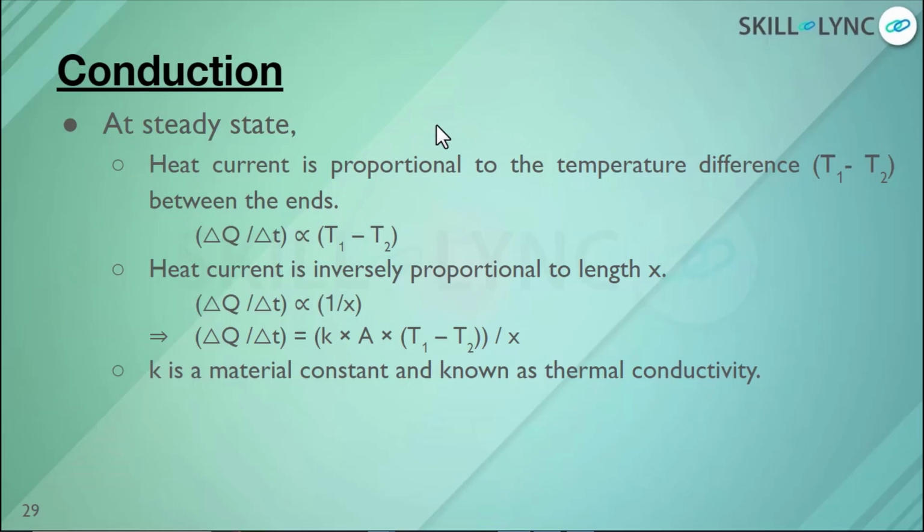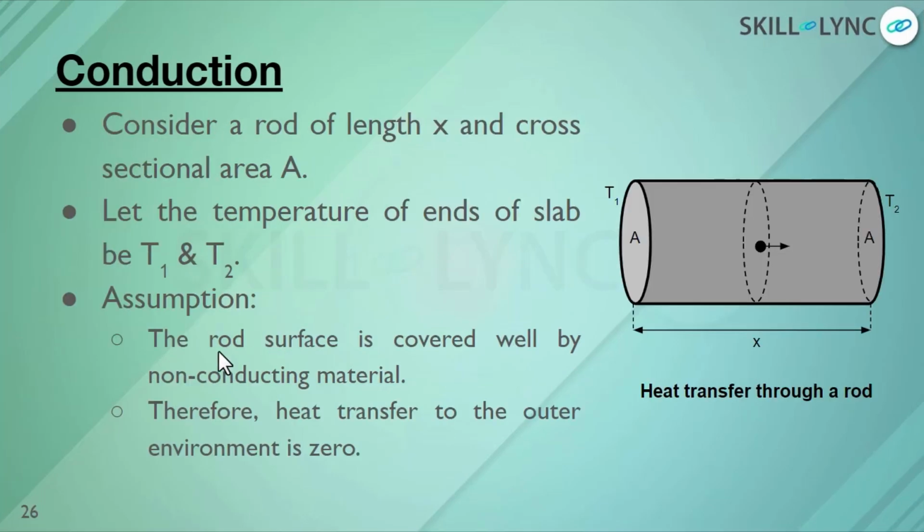So let's start week 4 session 2. In session 1 we studied the formula dQ/dT = K × A × (T1 − T2)/X, where we assumed that the rod surface is totally covered well by non-conducting material and there is no heat transfer to the environment.